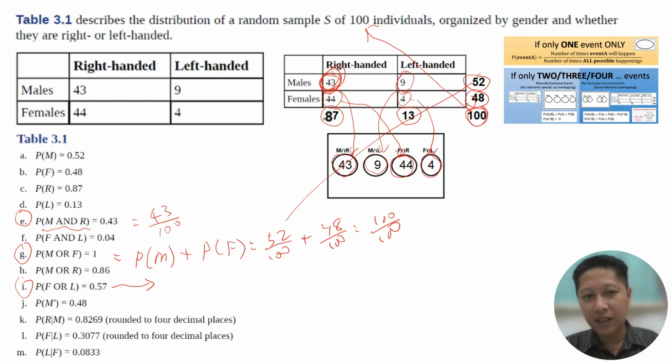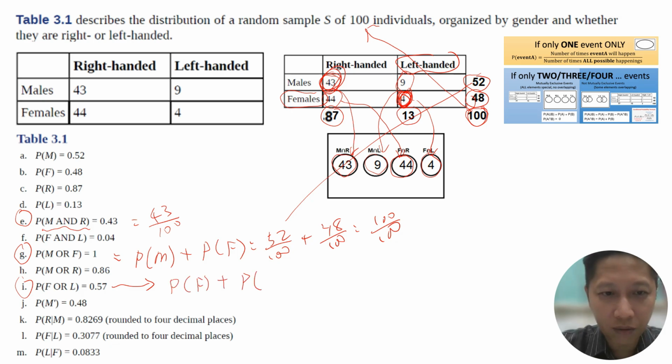Let's look at I here. The probability of getting female or left hand. When we look at the contingency table, female and left hand, there are 4. This will be the intersection. How about getting a female or a left hand? We can use the union formula to find it. This will be P of getting the female plus P of getting a left hand. We need to exclude the intersection of those 9 people because they overlap.